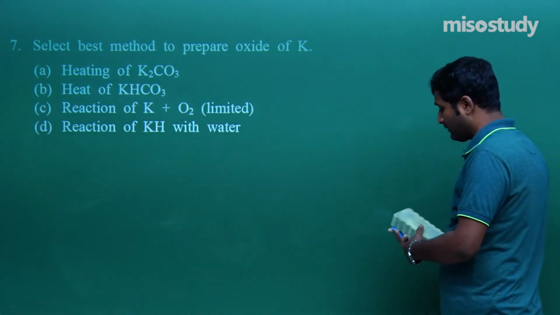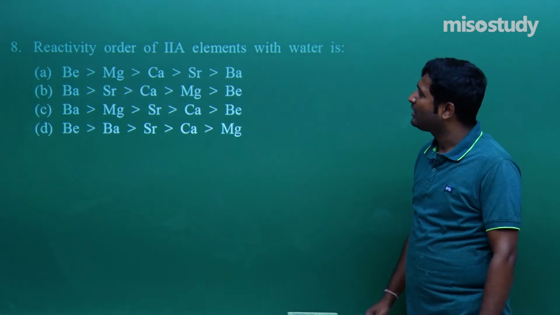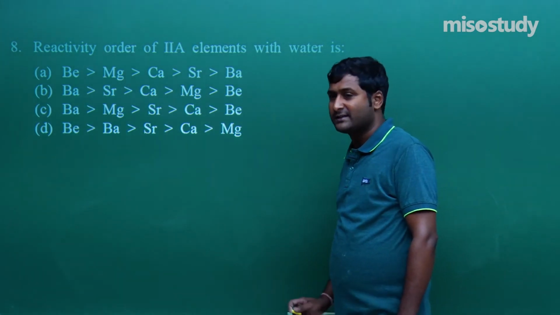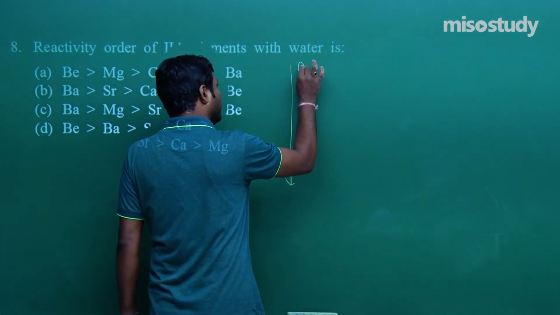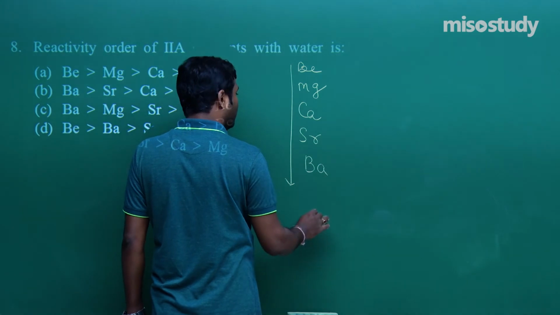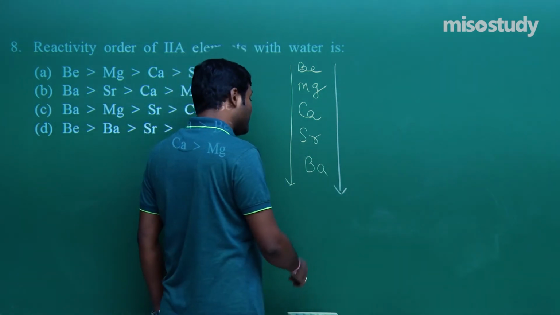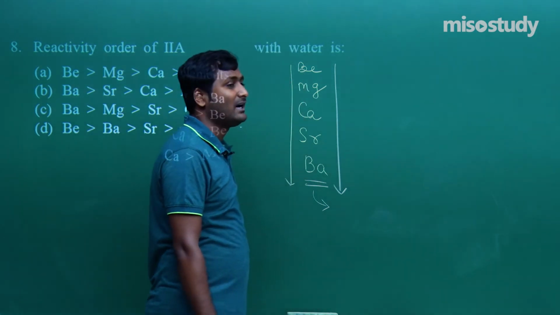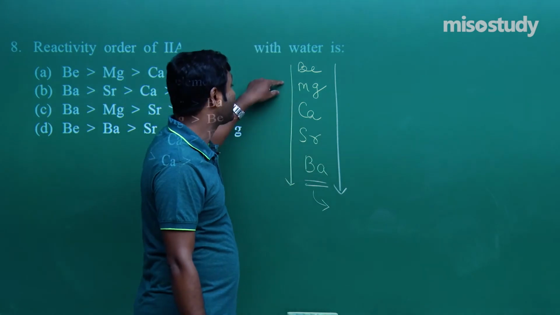Wait for a moment, friend. Now, the next question is, the reactivity order of group 2A elements with water. Now tell me, what is the reactivity order? We people know this. When we move down the group, if I write here beryllium, magnesium, calcium, strontium, barium and radium. Clear? Now, ionization enthalpy decreases, and if ionization energy decreases, then there is a very powerful tendency to release electrons. That is, the reaction will be powerful, the reaction completes in quick time.